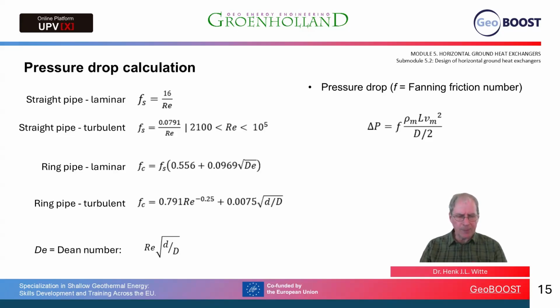If we look at a ring type configuration for laminar flow, the friction number is given by the formula that is depicted there, 0.55 plus 0.097 times the square root of the D number. And for turbulent flow, we have a slightly different formula where again we have the Reynolds number, and in this case we have the ratio between the pipe diameter and the ring diameter. And the D number is the Reynolds number times the square root of the ratio of the pipe diameter and the ring diameter. So with these equations, it's fairly straightforward to calculate the pressure drop in a system, which helps us to select the correct pump.